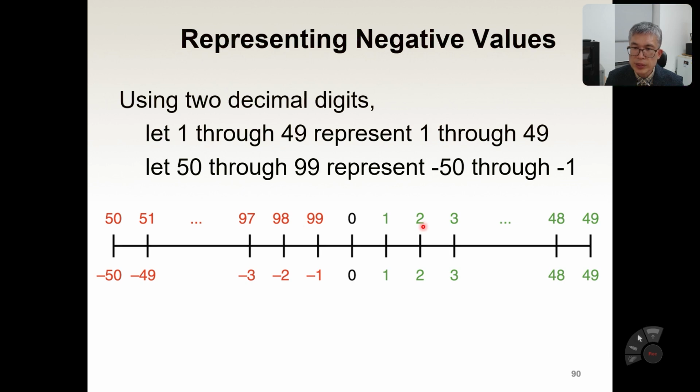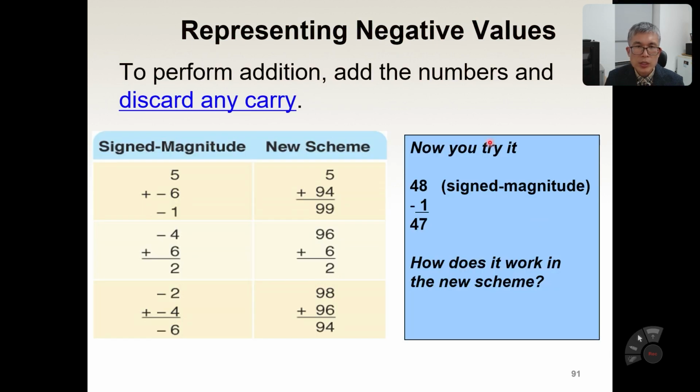Which means the signs are opposite, right? So 94 and this one sum to 0. Okay, so to perform addition, add the numbers and discard any carry, right?